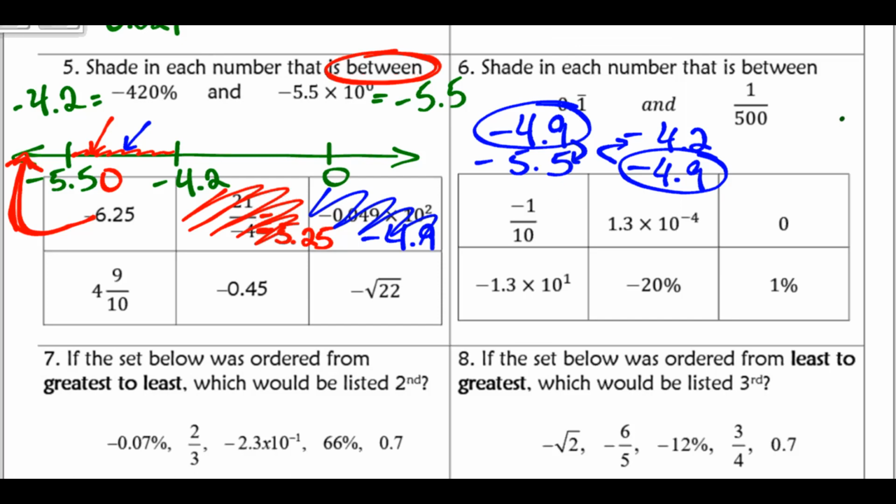The next one, actually I can rule that out right away. It's a positive number. It's 4.9 as a decimal, but it's positive. It's not going to end up anywhere on this side of the number line. It's going to be somewhere way over there. I can rule that one out.